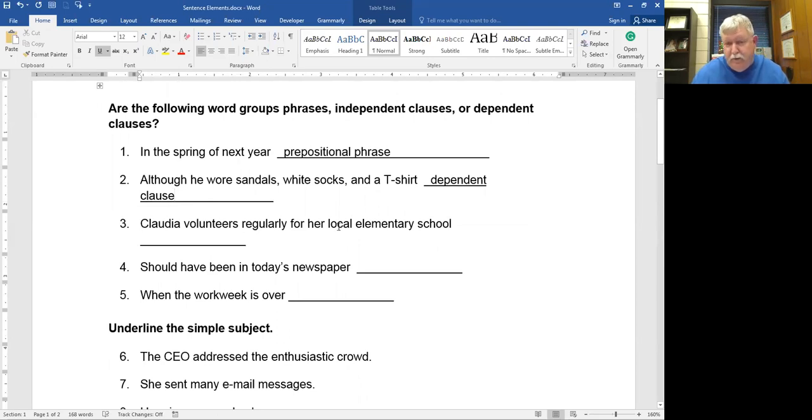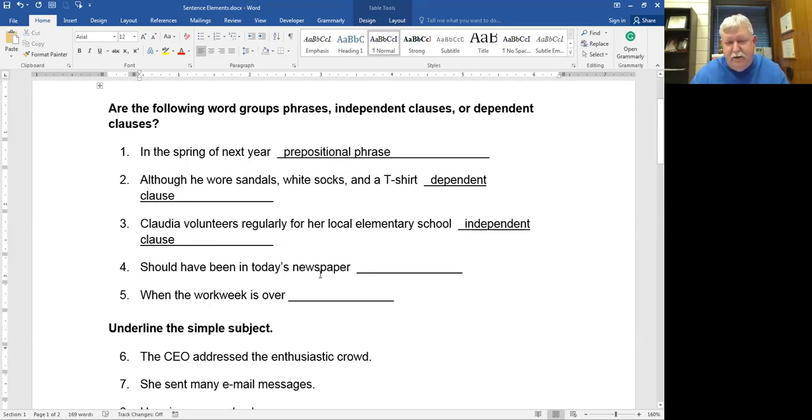"Claudia volunteers regularly for her local elementary school." Here we have a subject, Claudia, and what does she do? She volunteers. So this is a good sentence. It's called an independent clause. Again, in the one above we have a subject and a verb, but it's not a complete sentence, so it's dependent. This one is independent.